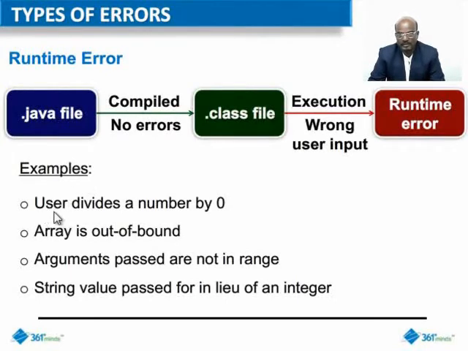When a user divides a number by 0, or an array is out of bound, like you have given only 3 values and you are trying to pass 5 values, or arguments are not passed in range. For example, you've created a method with 3 inputs, but you are trying to pass 4 inputs. Or a string value is passed in place of an integer, wherein instead of typing a number, you type a special character or a character, then it is likely to return an error.